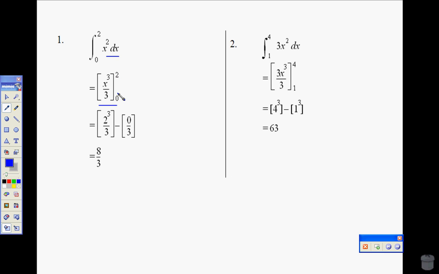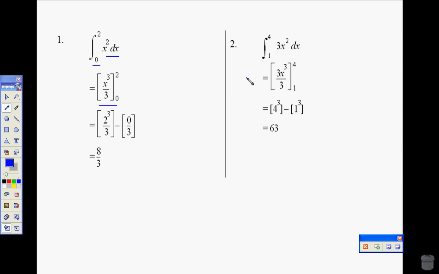And then what we're going to do is substitute in. So we're going to be looking at 2 cubed over 3 minus 0 cubed over 3. Well, that's going to give us 0. And we're going to get 2 cubed on 3, which is going to give us 8 over 3. We usually like seeing 0 as one of our limits because it starts to make life a little bit easier. Most of the time, not always, but most of the time it does.